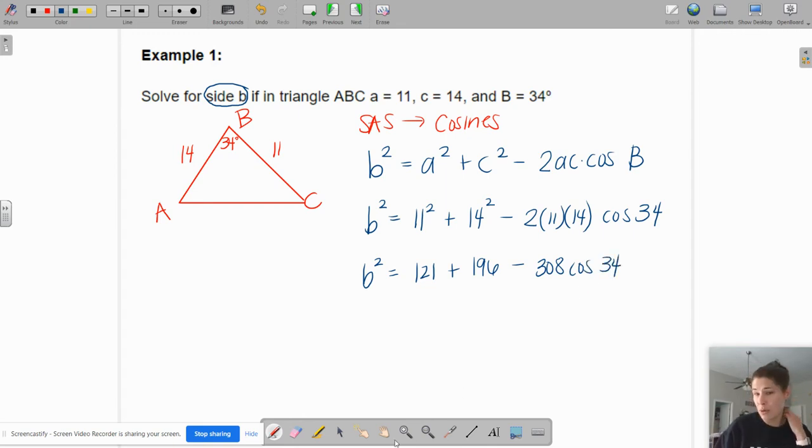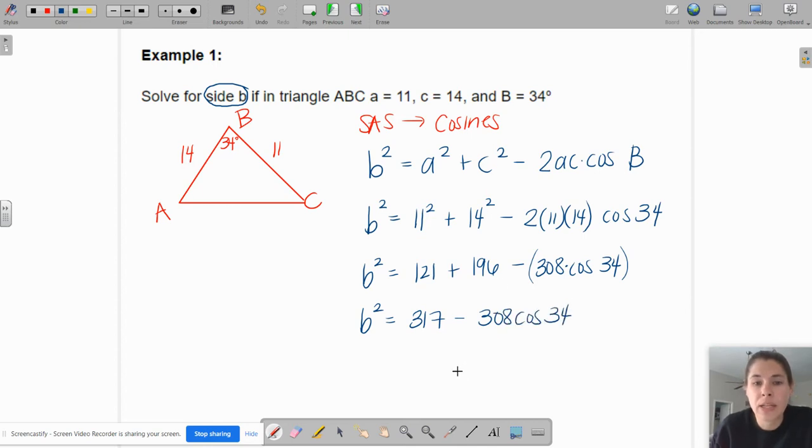Now, I will tell you the number one mistake that I typically see is people will write b squared equals, and they'll add 121 and 196 and then subtract 308. But you have to remember order of operations, PEMDAS. Right here, the 308 is being multiplied by the cosine of 34. So this is a number in and of itself, okay? So I don't want to do 121 plus 196 minus 308 and then take that and multiply by cosine of 34. So instead, I'll add the 121 and the 196, and we get 317 minus that 308 times the cosine of 34.